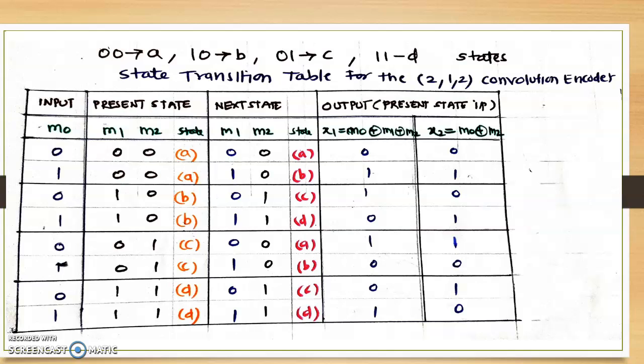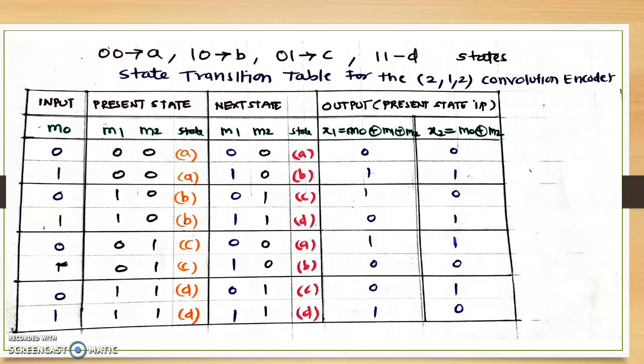In the state transition table we require different states. So 00 I will call state A, 10 I will call state B, 01 I will call state C, and 11 I will call state D. So this state transition table consists of 4 columns. First one is the input, which I will call m0. So we will test for 0 input once and 1 input once.